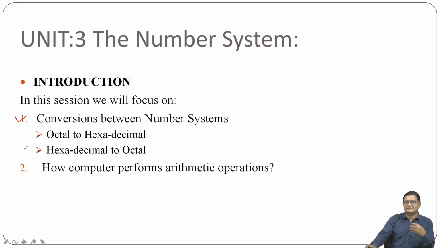In fact we have seen different types of conversion in the last session. If a decimal number is given to you, how can we convert it into the hexadecimal number system? If a hexadecimal number is given and you want to convert it into the decimal number system, what to do, that we have already discussed, right? But now specifically we will learn how to convert a number given in octal into hexadecimal, as well as a number given in hexadecimal into octal, right? Along with that we will see how the computer performs arithmetic.